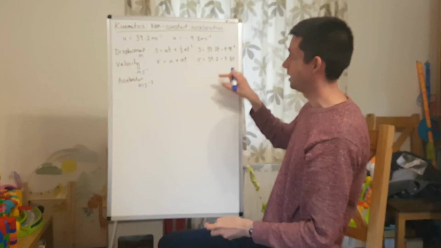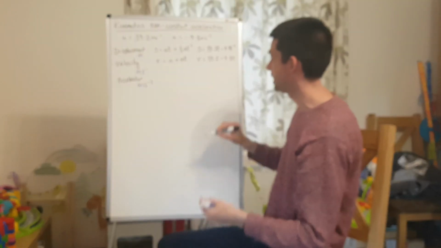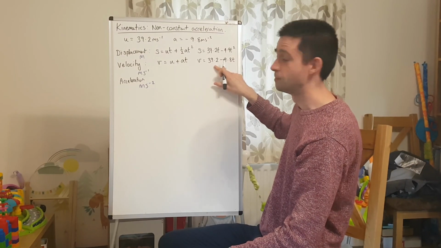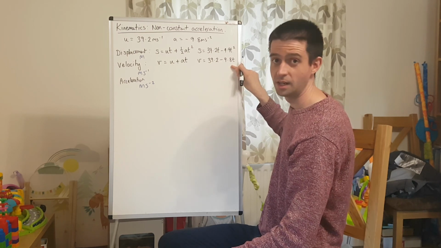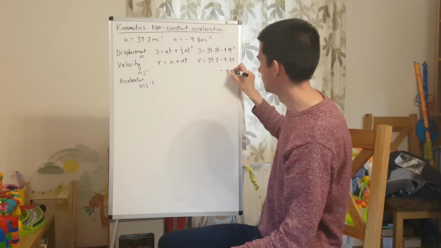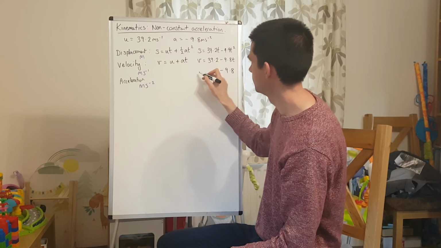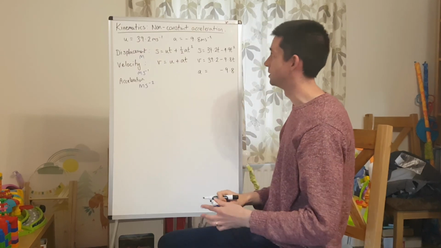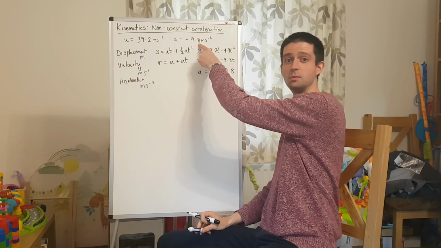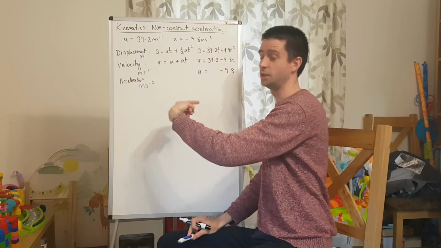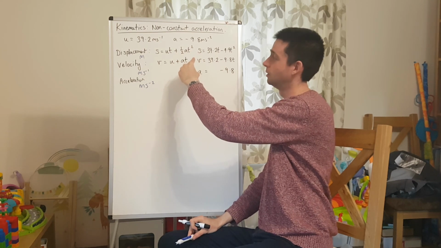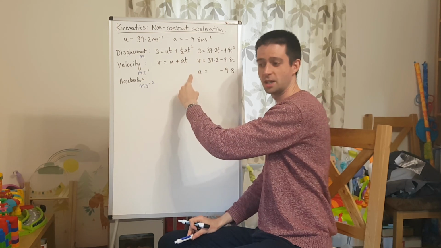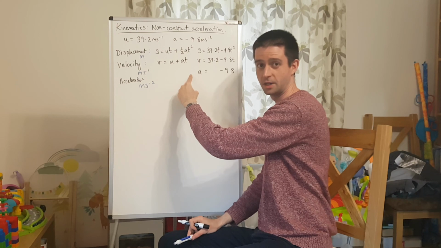And if I go back to here, if I differentiate this equation again, differentiating a number, 39.2, that's going to go to 0. Differentiate negative 9.8t, I'm going to get negative 9.8, which is the value for acceleration that I know because it's moving under gravity. So you can see, start with position, differentiate to find velocity, differentiate again to find acceleration.